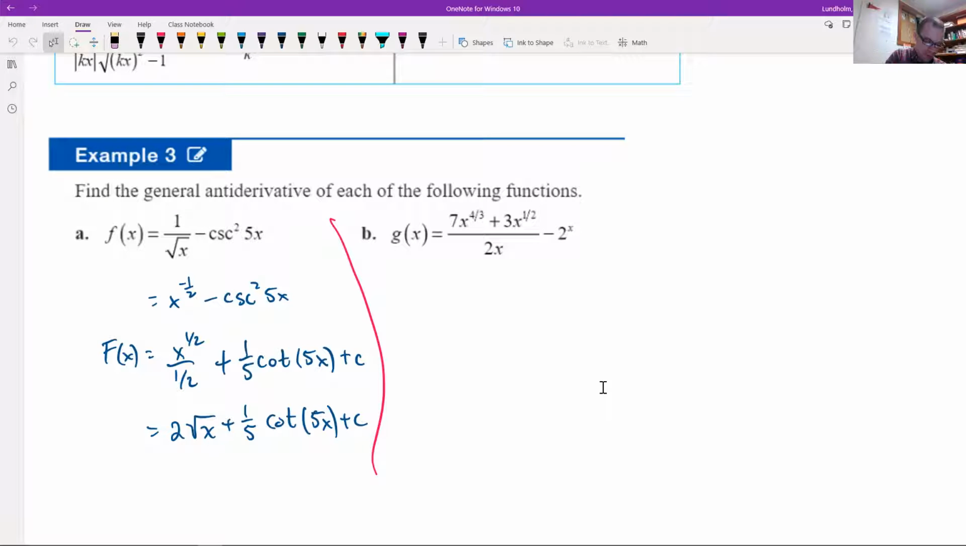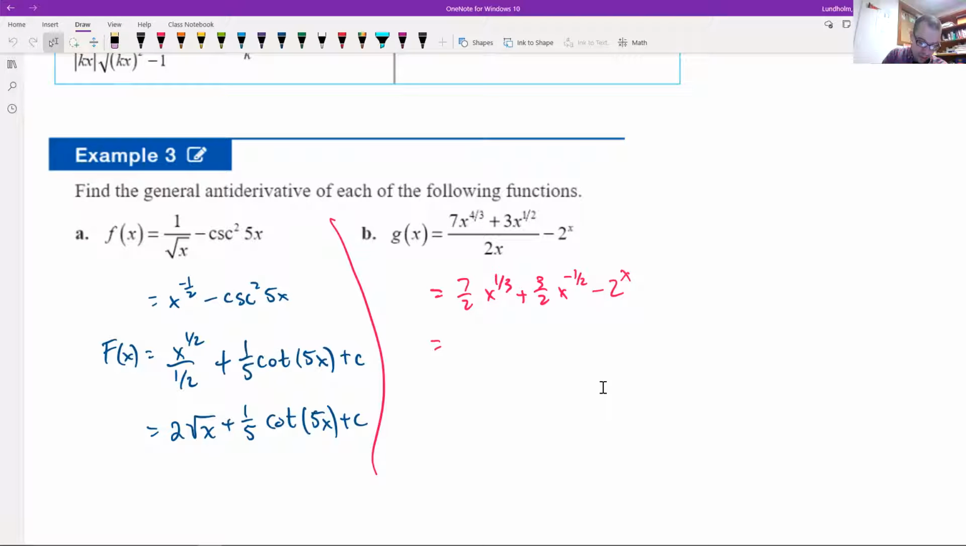I'd probably want to do a little bit of rewriting on this one too. This one I would divide through by 2x so that we get 7/2 x to the 1/3 power plus 3/2 x to the negative 1/2 power minus 2 to the x power. Okay. For these first two, we're just reversing the power rule.